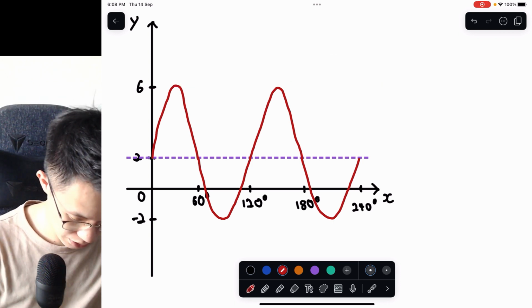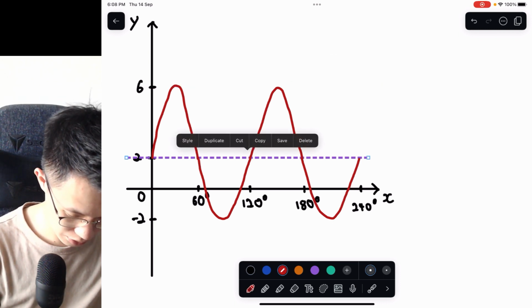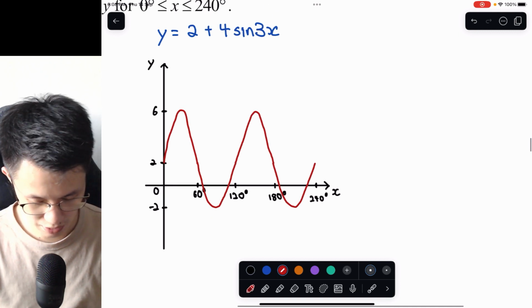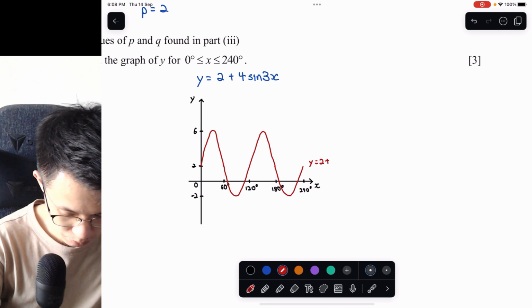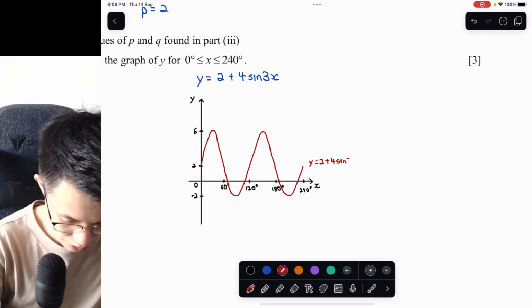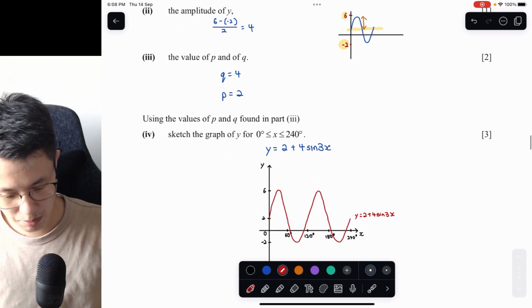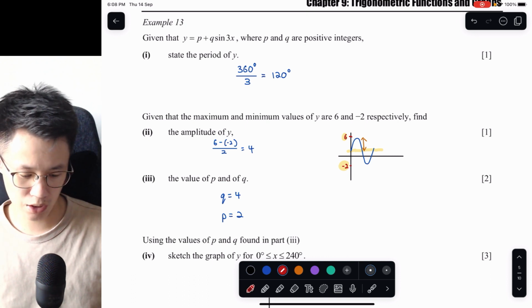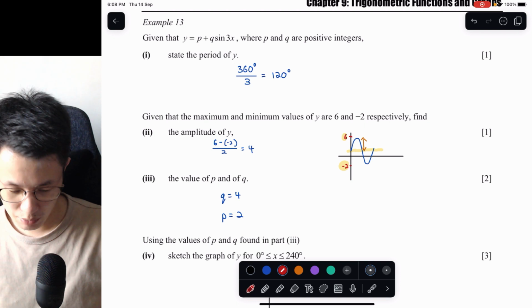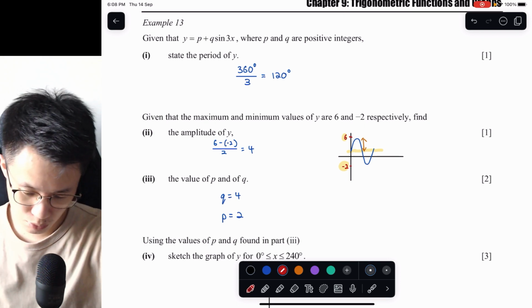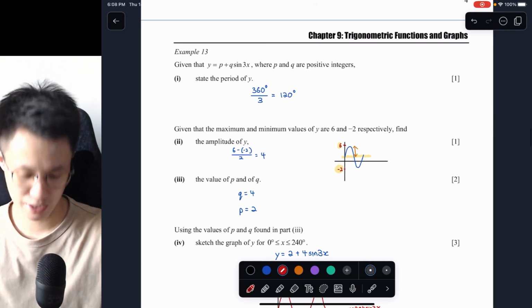So from here, I'm going to delete this part, so you should erase, and there we go. We have the graph of y equals 2 plus 4 sine 3x. So it is just making use of the amplitude and the period to find unknown values, which is a pretty important skill. So do take note, and that's all for this example.